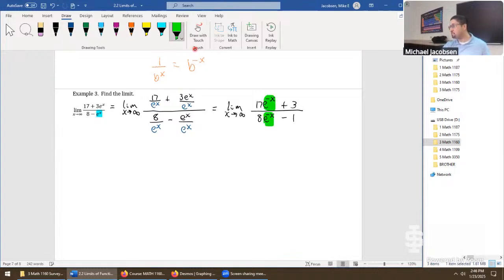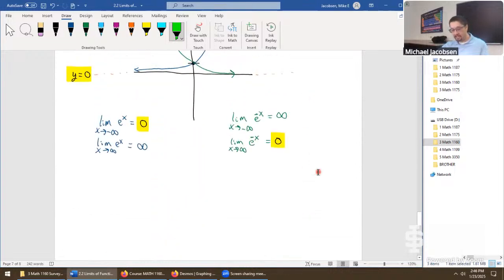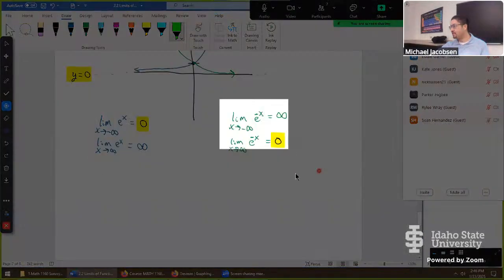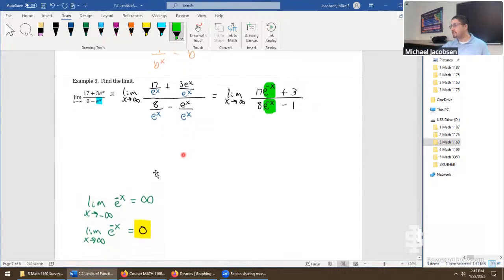Highlighting these in green is just to remind us what happened in the last set of notes. Let me see if we can scroll up there and just take something out real quick. On the graphs we were analyzing, we like the e to the x when it has a power negative x and we're going to infinity, because those are all going to turn into 0. So this is really a 17 times 0 right here, an 8 times 0 when we take the limit as x goes to infinity. And now we're left with 17 times 0 plus 3, 8 times 0 minus 1.